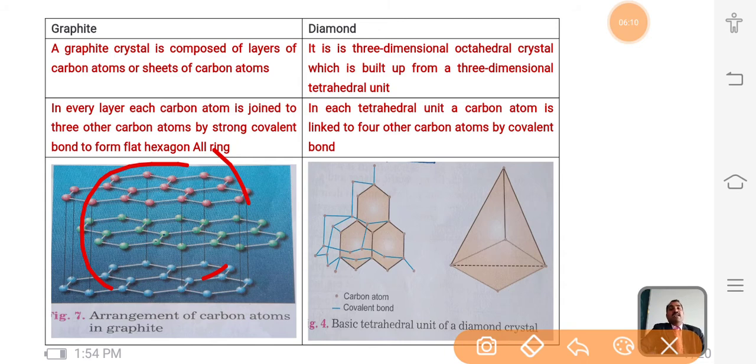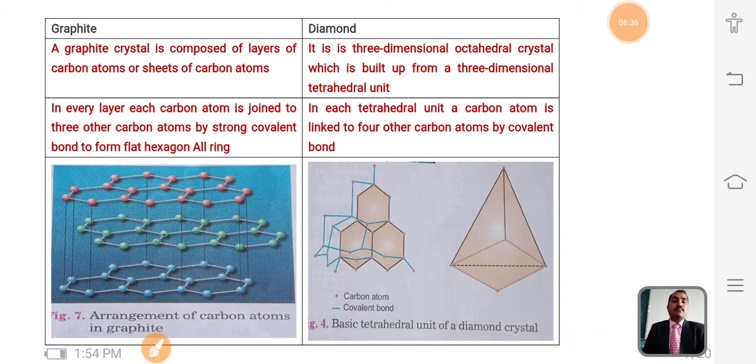In every layer, each carbon atom is joined by 3 chemical bonds. So one valence electron of graphite is free to move to conduct heat and electricity. That is why graphite is a conductor for heat and electricity, whereas diamond is an insulator for heat and electricity both, because all 4 valence electrons of diamond participate in bond formation.